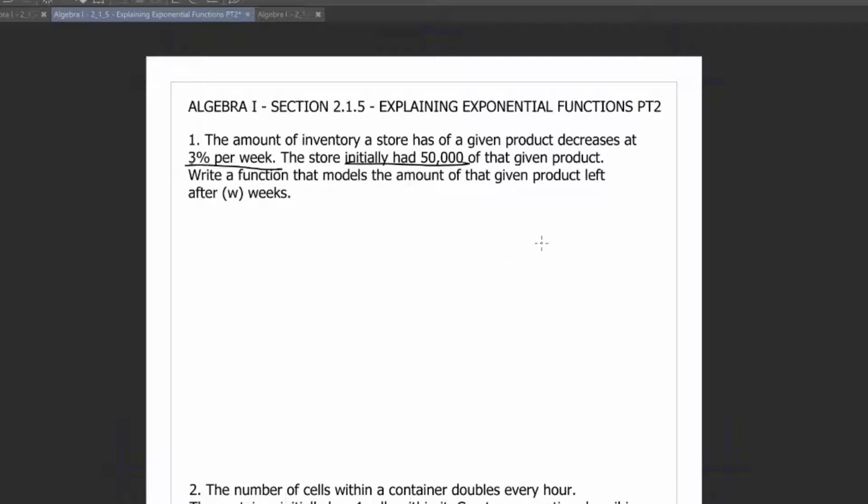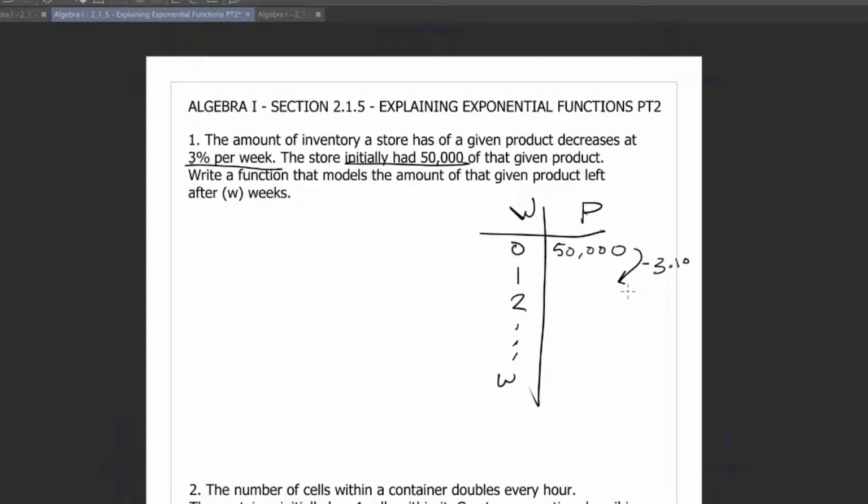Okay, so two things, just like I did in part 1. Let's go ahead and write a table where we have W, and then we have the product. So let's say P. Week 0, week 1, week 2, and then we'll go down to week W. We know at week 0, the initial starting amount as underlined here, the amount of product is 50,000. And we know from week 0 to week 1, it's going to be minus 3%.